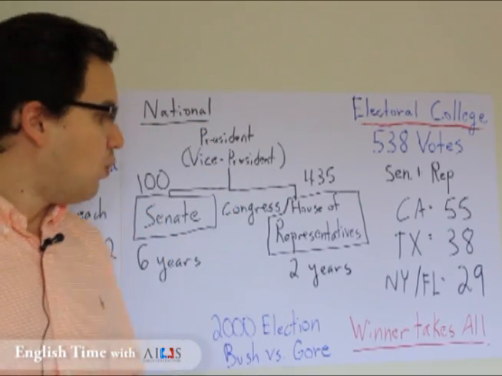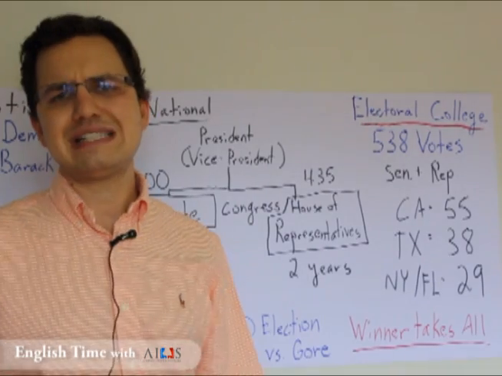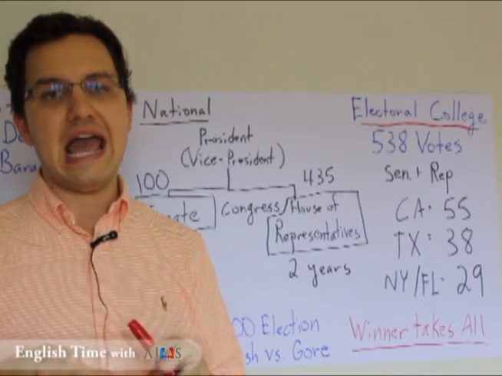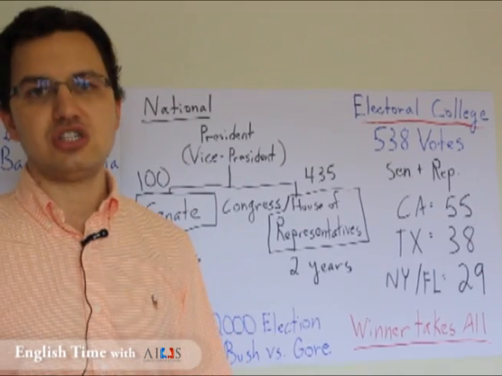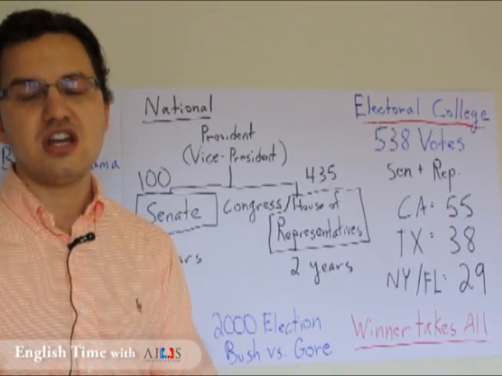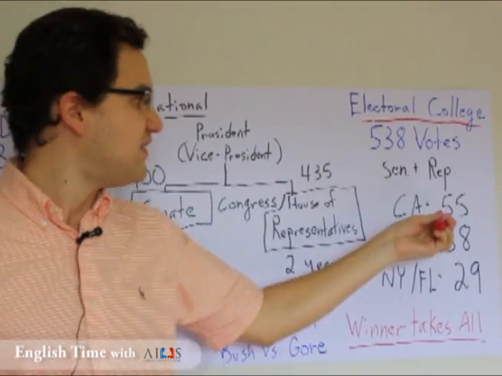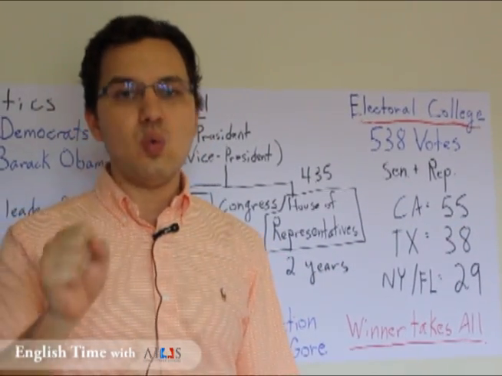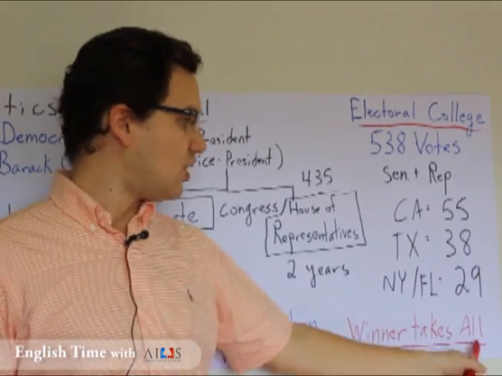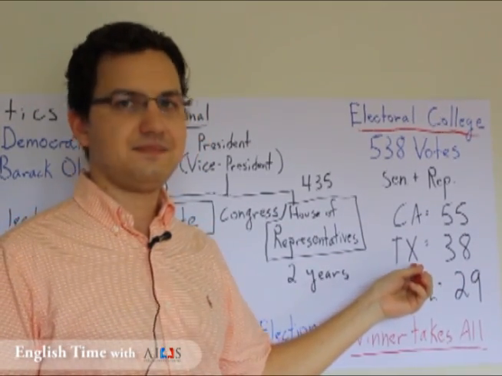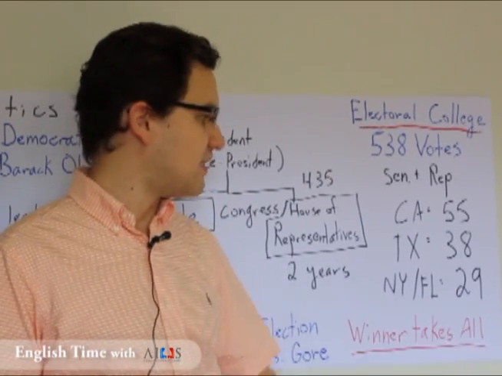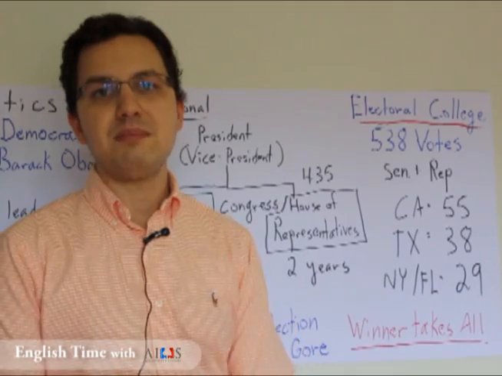So how does this work? Well, it's a winner-takes-all system. What does that mean? It means each state gets its own number of electoral votes based on senators and representatives. So let's look at the largest. California, with the most number of people, gets 55 electoral votes. So whoever wins California gets 55 votes, even if they only win by 1 vote from the people. They still get all the votes. It's a winner-takes-all system. Texas is the next state with 38 votes. And then New York and Florida are tied. They each have 29.